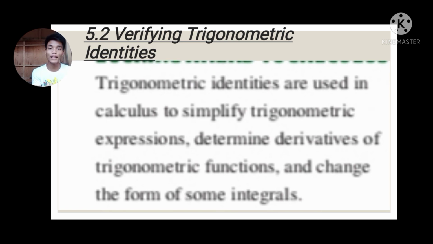Trigonometric identities are used in calculus to simplify trigonometric expressions, determine derivatives of trigonometric functions, and change the form of some integrals. So simply to say, with trigonometric identities there are a lot of functions or changes that we are going to form with the use of integrals.